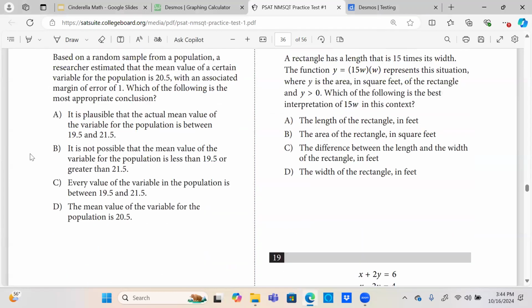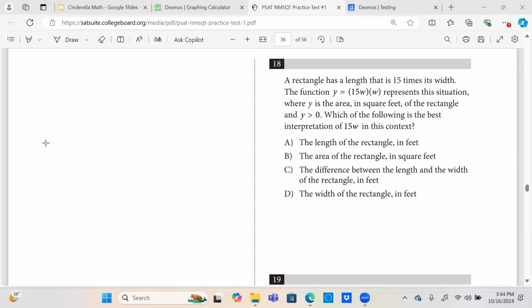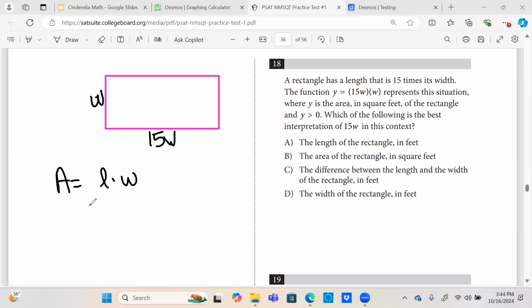Number 18. Let me go ahead and get some blank paper for this, and let's go ahead and draw a rectangle. Okay, a rectangle has a length that is 15 times the width. So we have no idea what the width is, and the length is 15 times that width. If you think of the area of a rectangle, it's length times width. So we would have 15w times w, which is 15w squared. That's the area, and they tell you that right here, pretty much.